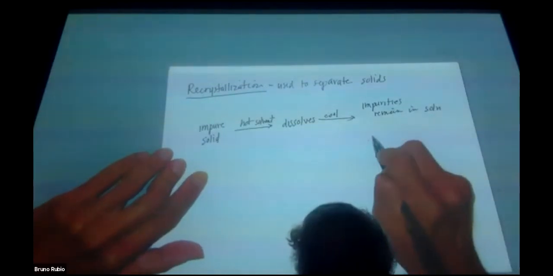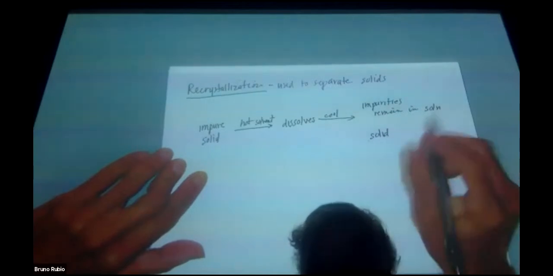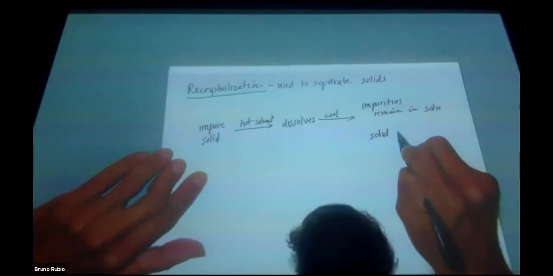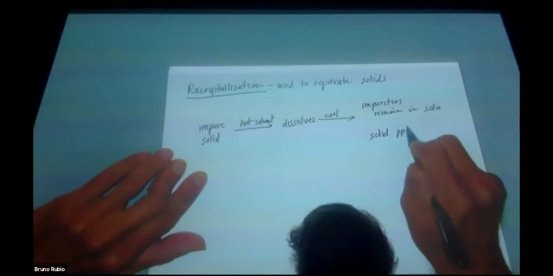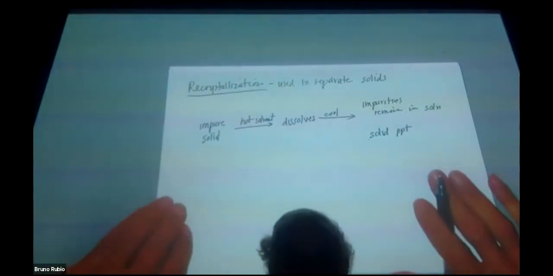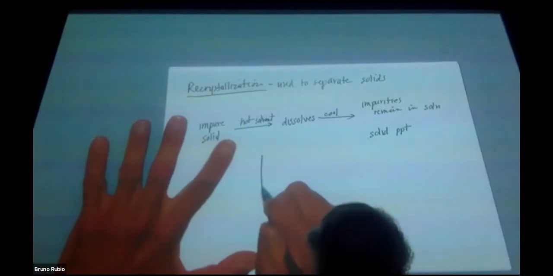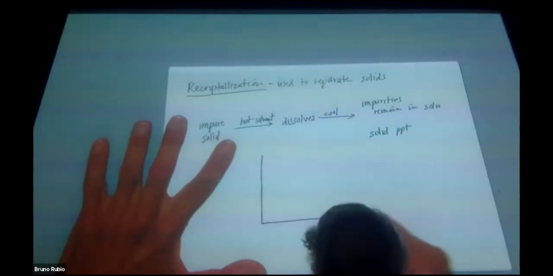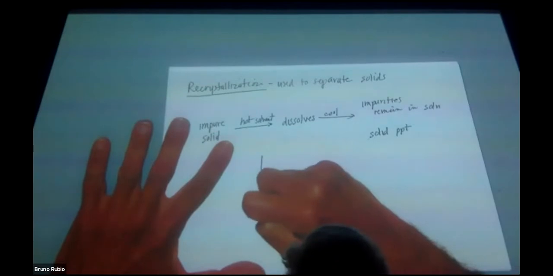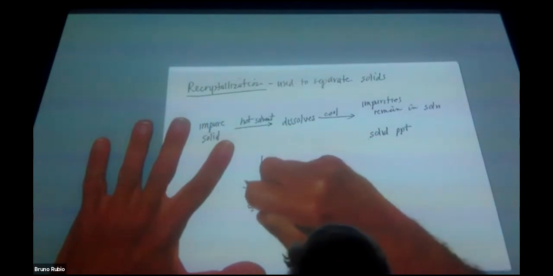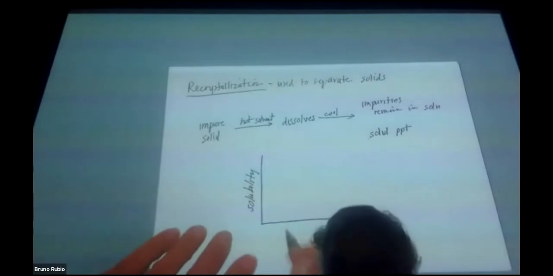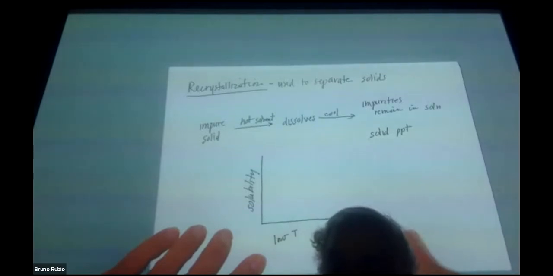But the solid to be purified crystallizes out. The solid precipitates out. So critically important in this recrystallization scheme is the identity of the solvent. So what you want is something like this. Here's the solubility, right? And this would be low temperature. This would be the high temperature over here.